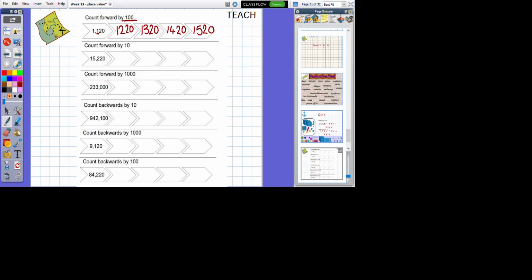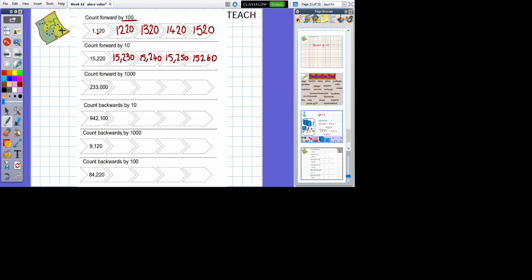This one we're counting forward by 10. So this one's really easy. Have a go at doing this one by yourself. Okay, so hopefully you had these numbers. So you had 15,230, 15,240, 15,250, and 15,260. Okay, so hopefully that is what you got for that one.